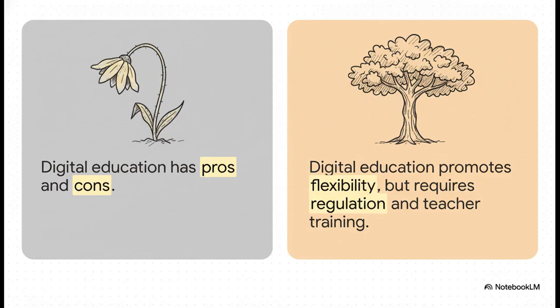Just look at the difference here. On the left, you've got this vague thesis. Digital education has pros and cons. Okay, but so what? It doesn't really go anywhere. But now look at the one on the right. It takes a clear stance. It tells us the argument is about how digital education offers flexibility, but it needs regulation and training to actually work. See that? Now that is a roadmap.